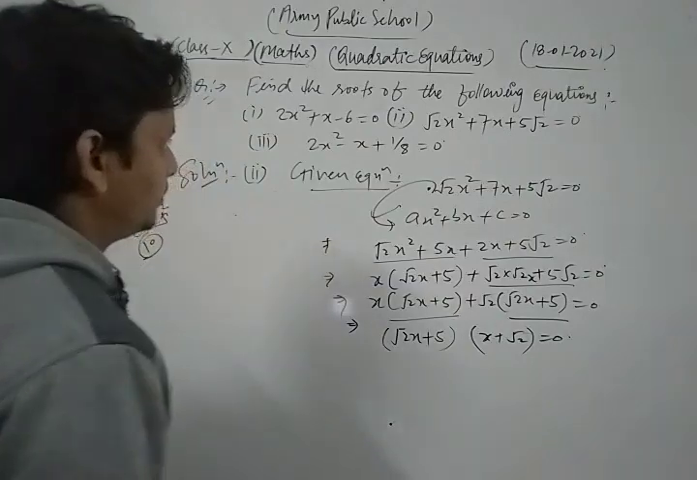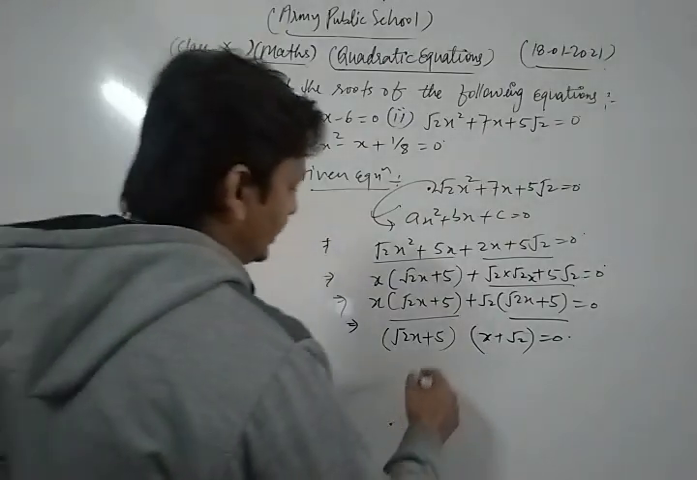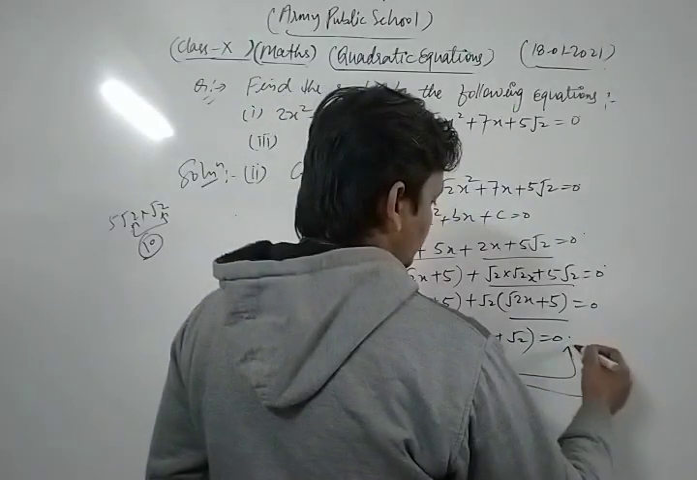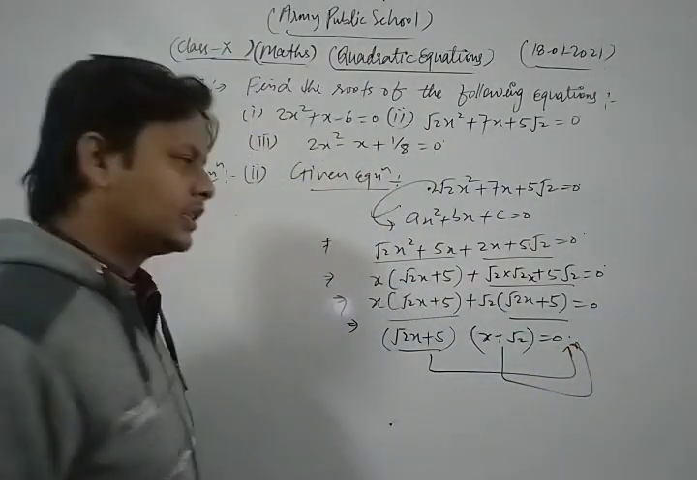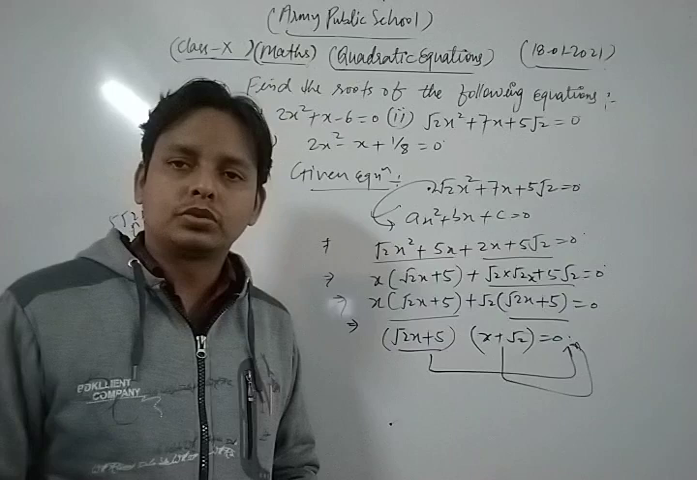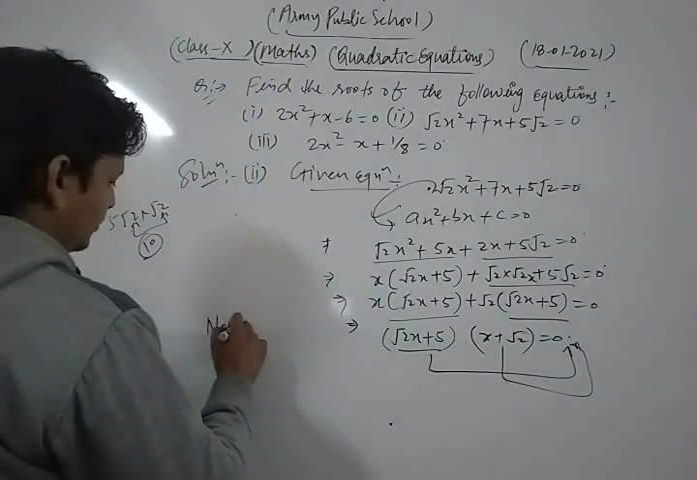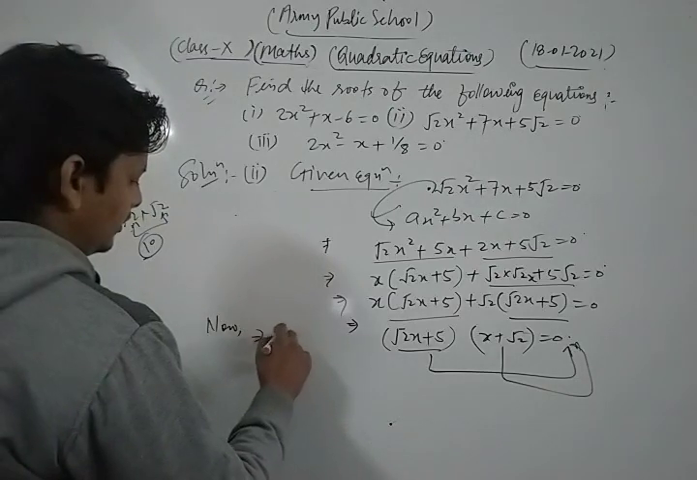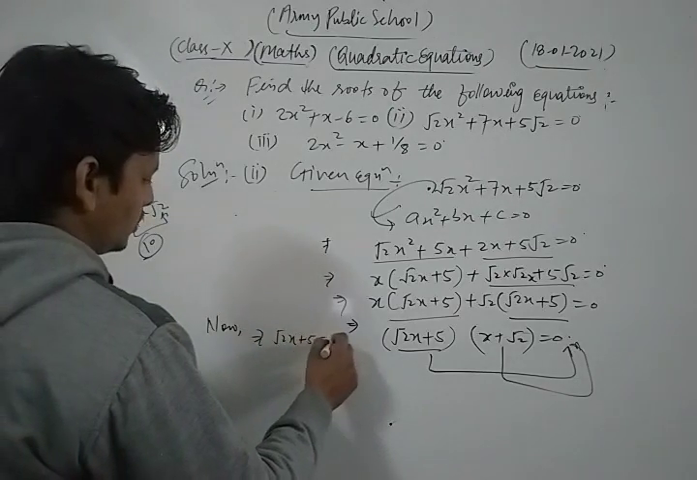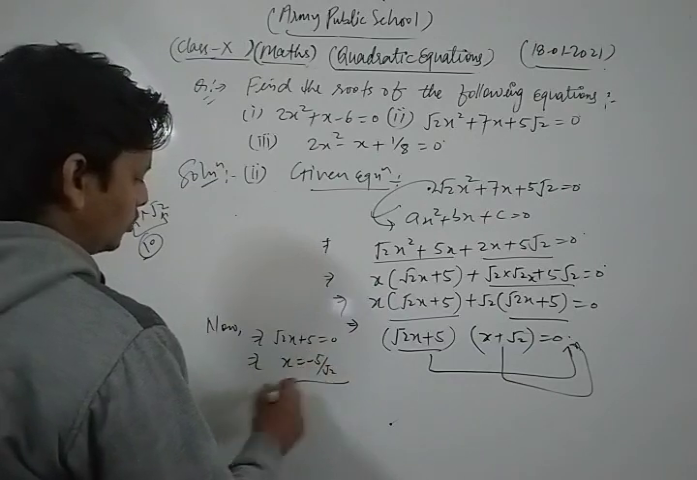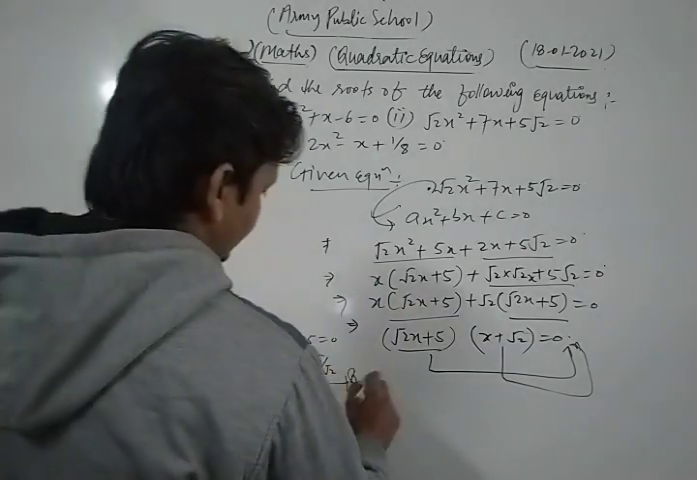Now first of all we take √2x + 5 = 0, then we take x + √2 = 0, and hence we find the two roots of the given quadratic equation. Okay, now if we take √2x + 5 = 0, then the value of x is −5/√2. This is one answer.